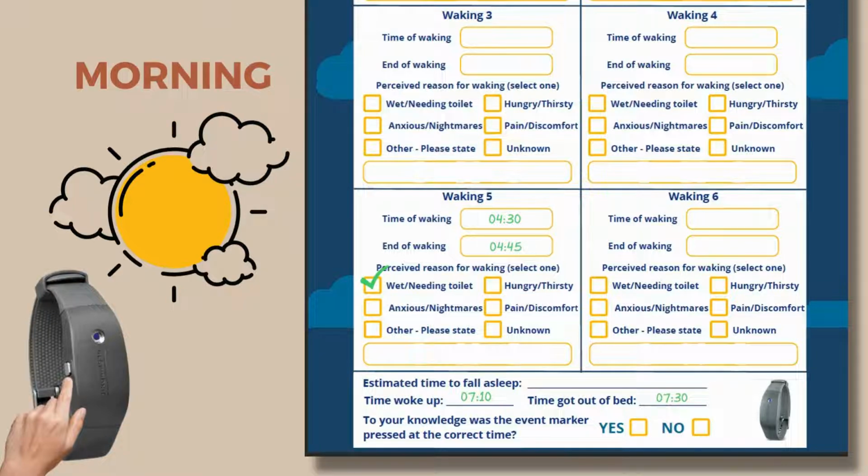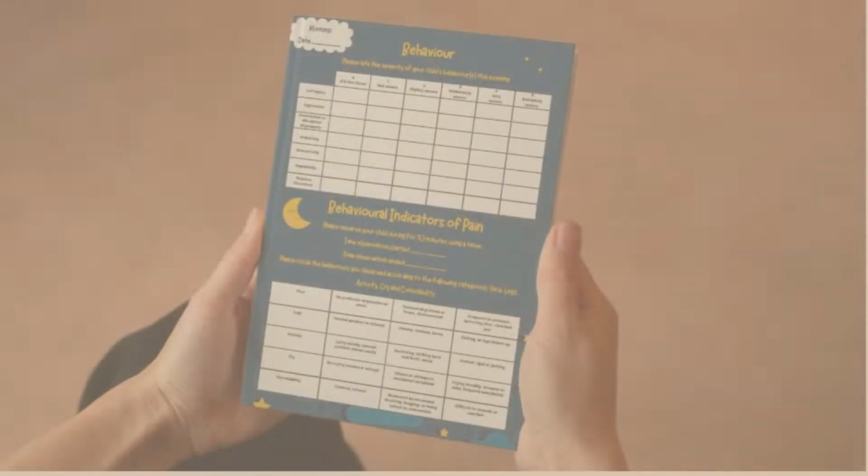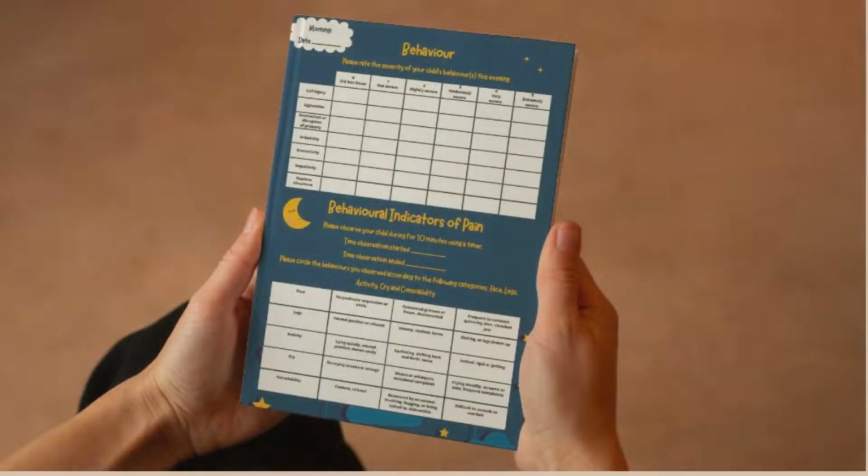Sometimes you or your child may forget to press the event marker, either at lights out or at wake up. We understand that it might not be possible to press the event marker on the ActiWatch at the exact time of waking. If this is the case, please indicate no if the event marker is not pressed at the correct time. Finally, information about behaviour and pain entered in the morning follow the same procedure as the information entered about behaviour and pain in the evening.